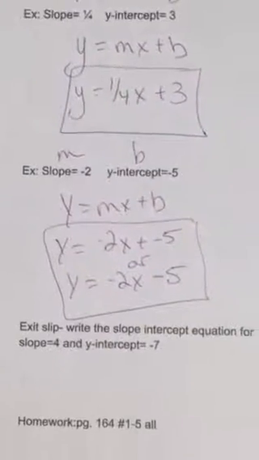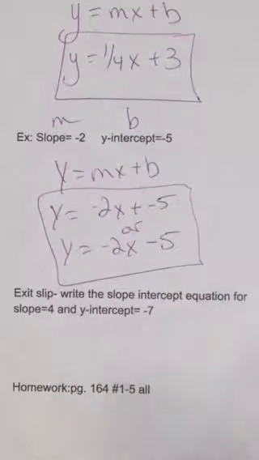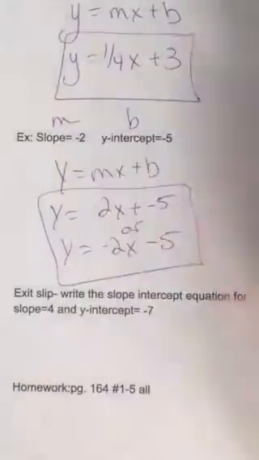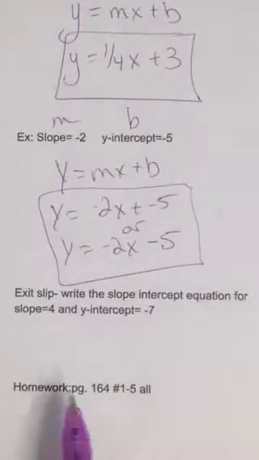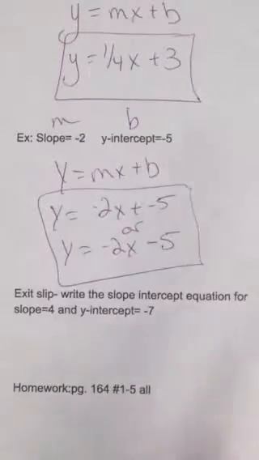Your exit slip is to write the slope-intercept equation for slope equals 4 and y-intercept is 7. You should be able to do it from those two examples. And then your homework is page 164, number 1 through 5 all.